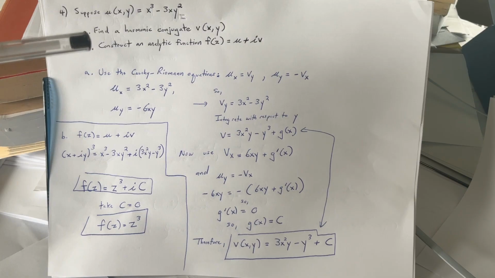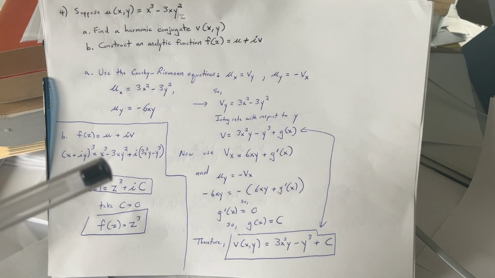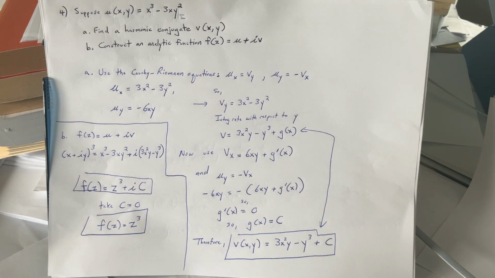Letter B, we want to construct an analytic function f of z equals u plus iv. Here's what we do: take x plus iy and cube it. We expand, and what's going to happen in this situation, f of z is just going to come out to z cubed plus ic.